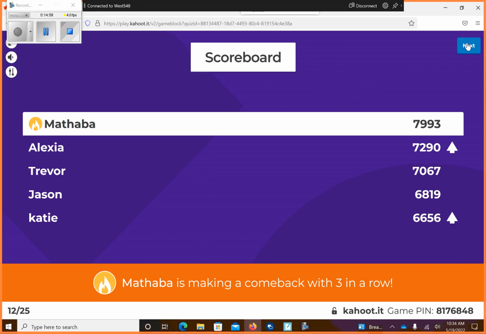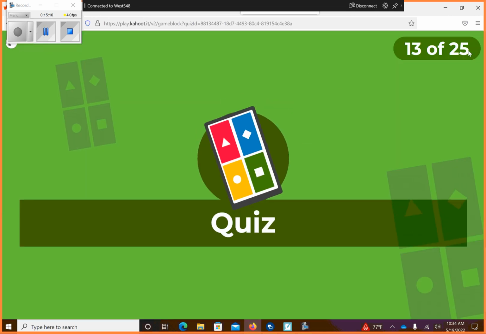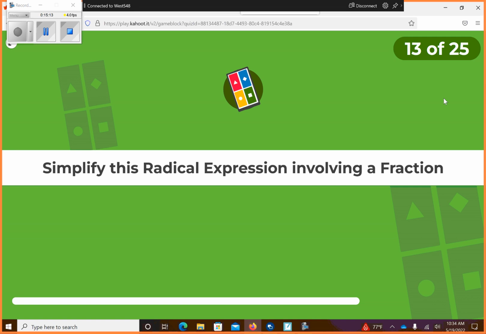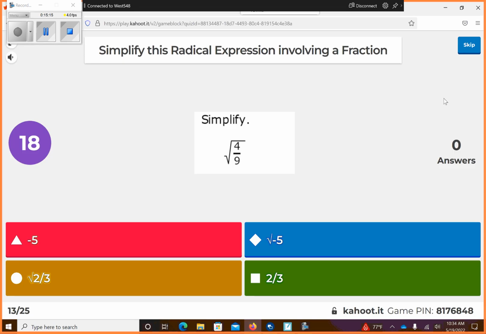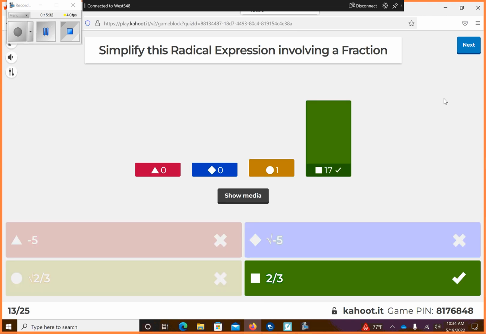Oh, look at this. Holy cow, leading by 703 points. All right, Alexia, you're making the run. Moving up in the world. All right. After this one, over halfway done. Ooh, this one's similar to last one. Oh, wow.